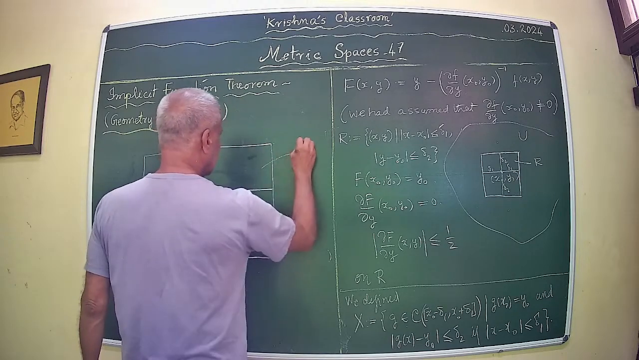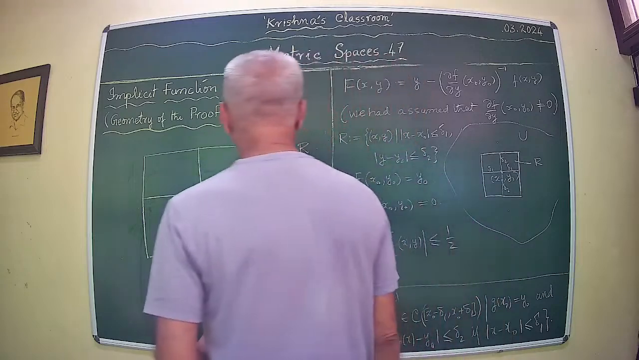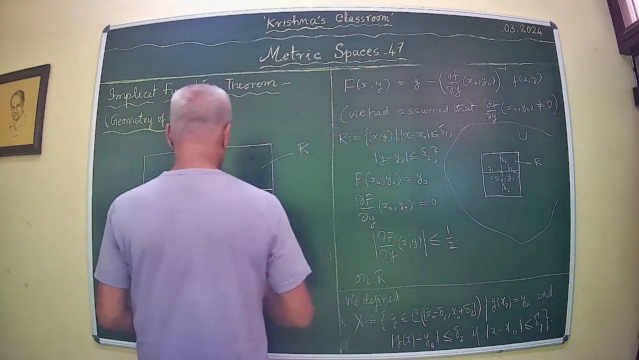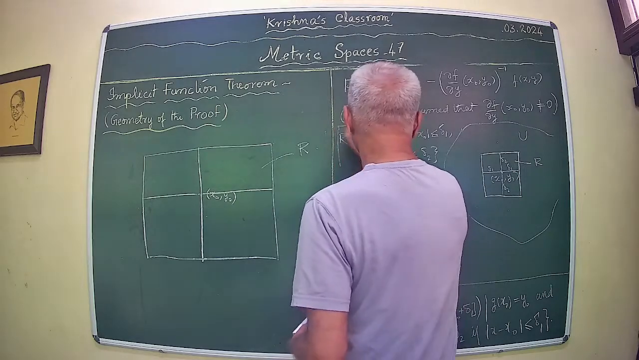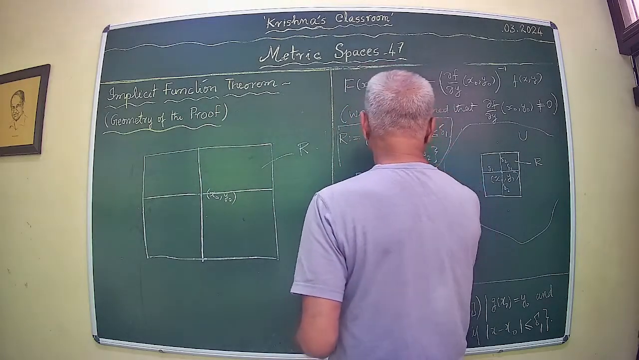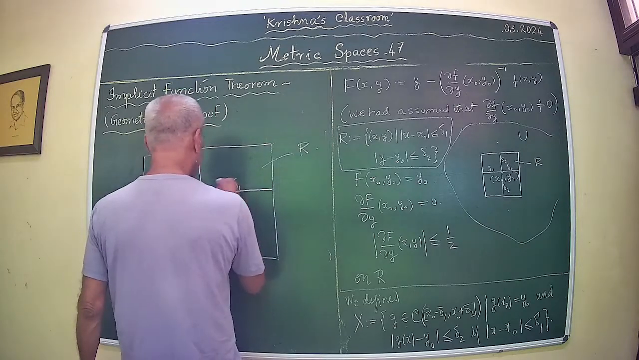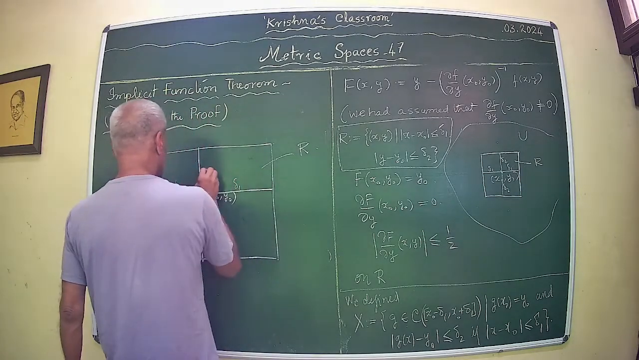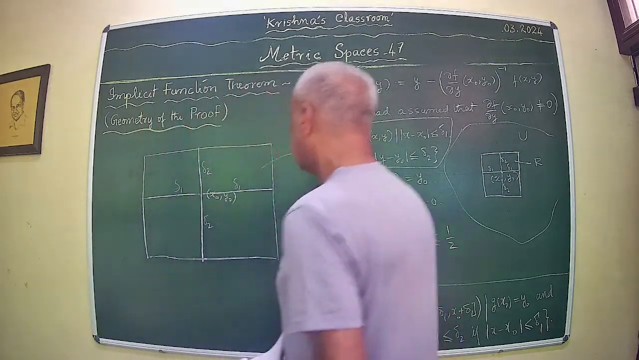This is the rectangle R, which is given by mod x minus x naught. So R we have already defined here. So this is the definition of R, and therefore this is delta 1, delta 2, delta are these, and this is the point x naught.